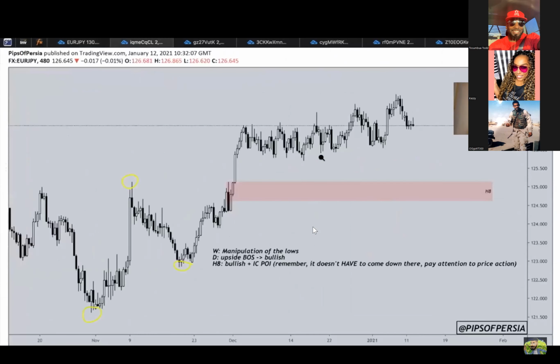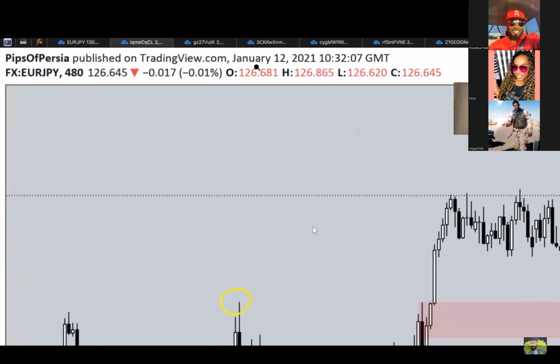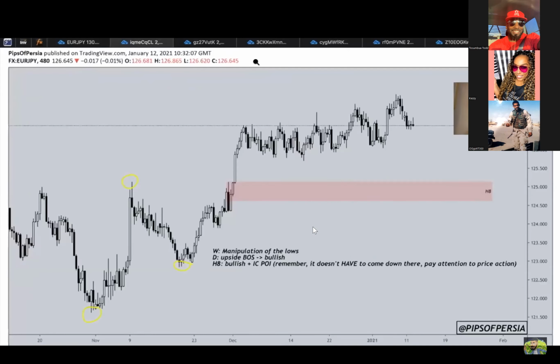And this is where this first picture comes into place. This is documentation from some time ago, January 12th this year. So around February, March, April, three months ago, more or less. This is the first picture where this was generally what was identified. The 8-hour time frame is what we're looking at right now. Weekly manipulation of the lows, daily upside and break of structure, bullish. That's exactly what we spoke about.